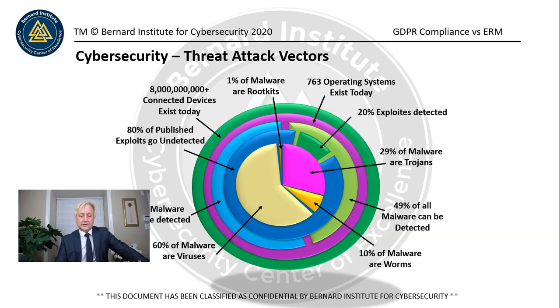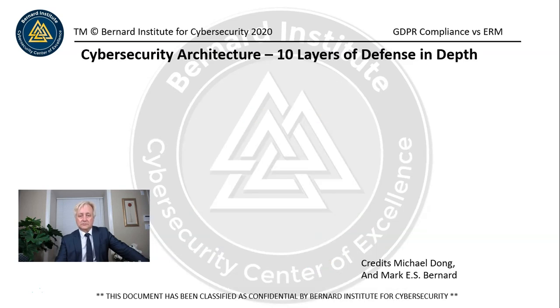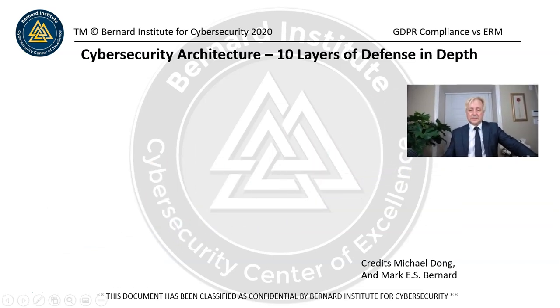Very interesting. There's lots of different angles to get into an organization that can't be stopped. So you need to have a good defense in depth approach. And that brings us to an important point, the 10 layers of defense in depth. So what does that look like? Now I reviewed this with my colleague, Michael Dong. He's a good friend of mine, and we had some good discussions about what this might look like, and here's what we've come up with.